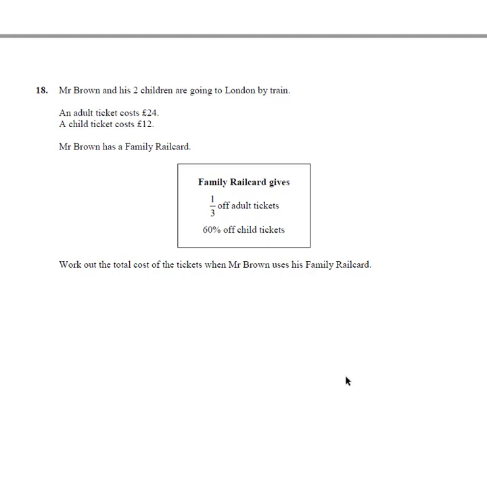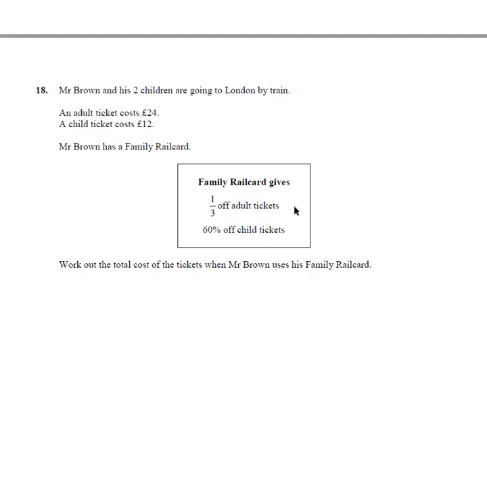So what I would do first of all is remember that it's 2 children here. Don't just do it for 1 child. So get the price for the 2 children, and then remember to take off 60%. Remember, it's not 60%, it's take off 60%. So you've got to find 60% and take it off. You've got to find 1/3 of that and take it off. So think about how you find 1/3 of something.